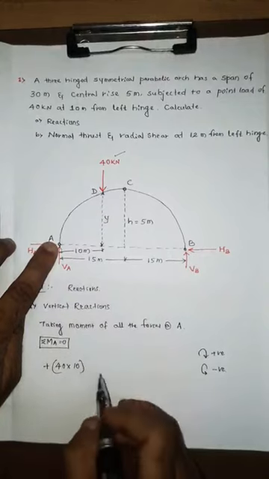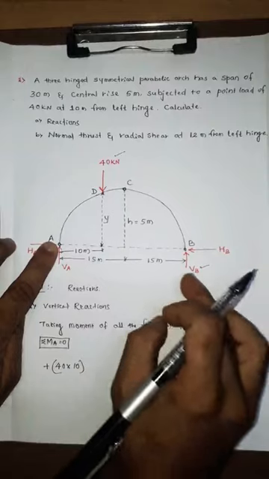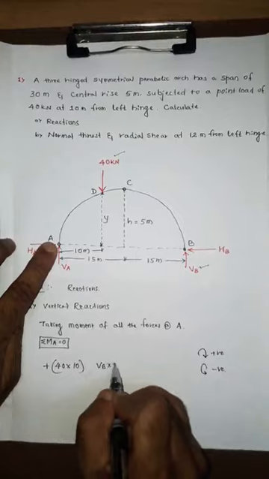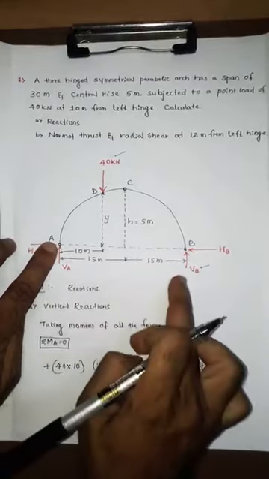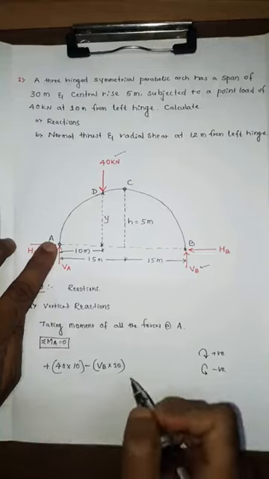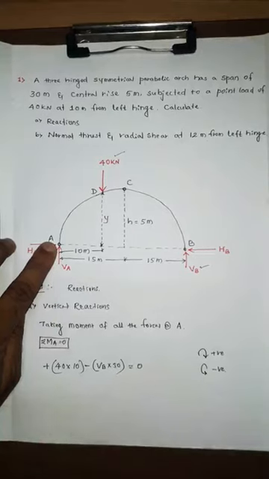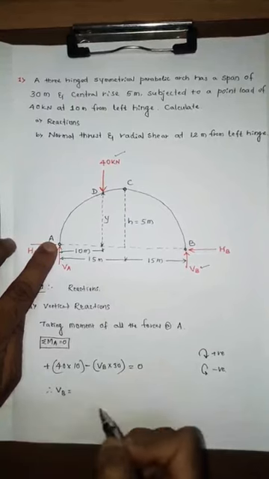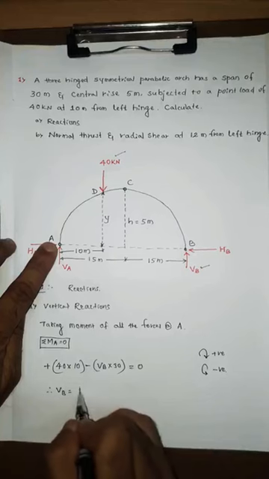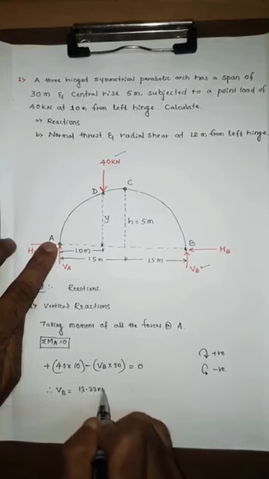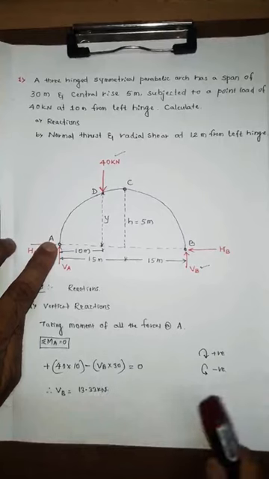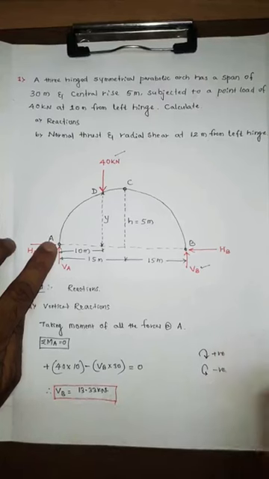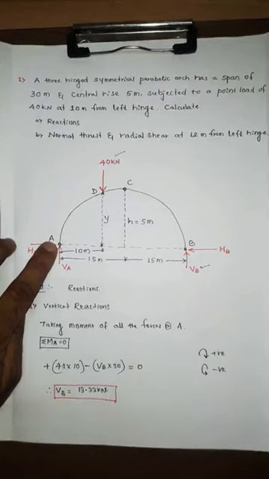Okay, then next we'll take a moment of VB. So what is the moment of VB? VB into 30 meter. So this is going to produce anti-clockwise. This is minus. So this is equal to 0. Okay, so from this equation we can find out reaction VB is equal to 13.33 kilonewton. Okay, so we have found out the reaction VB.